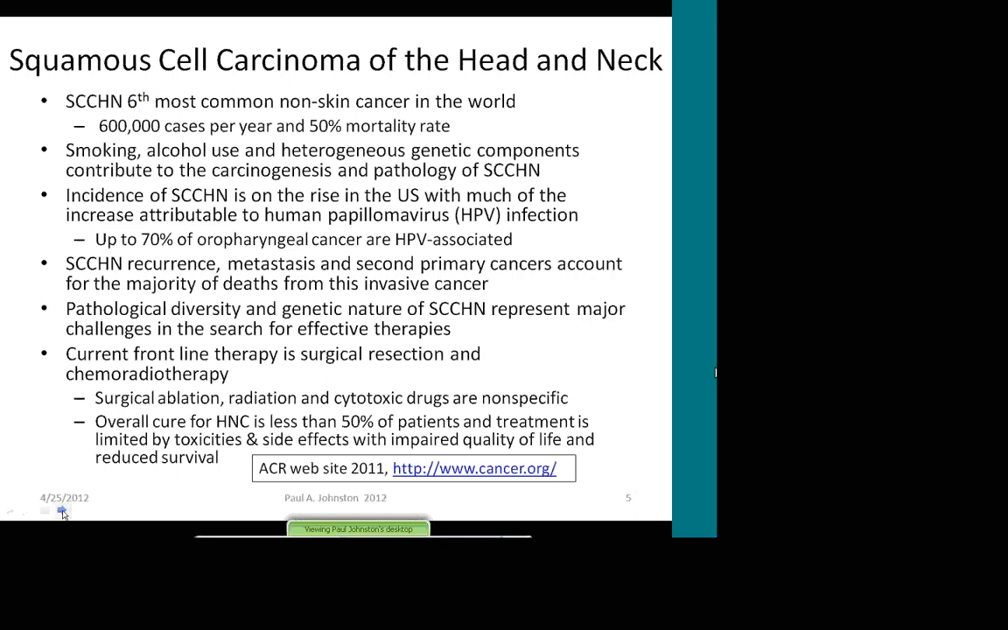There's a lot of diversity in the genetic nature, and it represents a major challenge for effective therapies. The current frontline therapies are surgical resection and chemoradiotherapy. Surgical ablation, radiation, and cytotoxic drugs are clearly non-specific, and the overall cure for head and neck cancer is less than 50% of patients. And of course, the current treatments are limited by toxicities and side effects, impaired quality of life, and reduced survival.